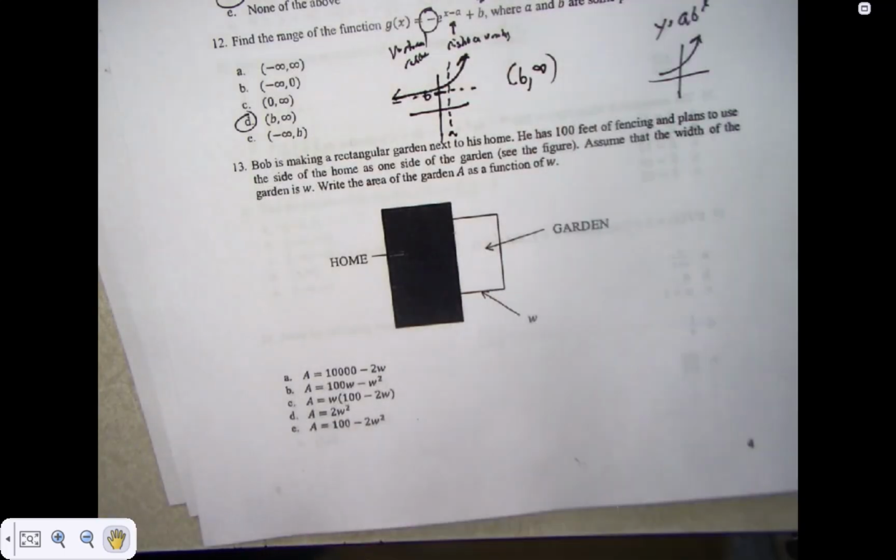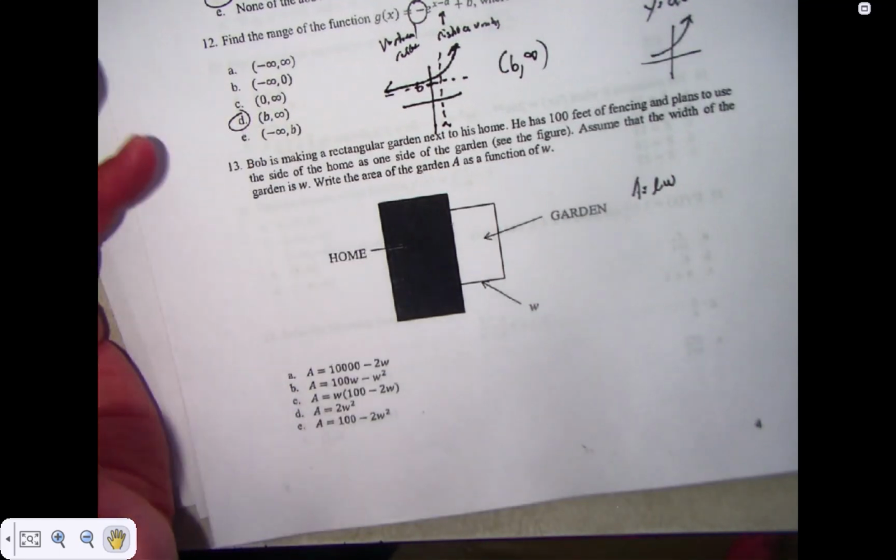Now we got a question about Bob the builder, because he's making something. Bob is making a rectangular garden next to his home. He has 100 foot of fencing and plans to use the side of the home as side of the garden. Assume the width of the garden is W. Write the area of the garden A as a function of W.